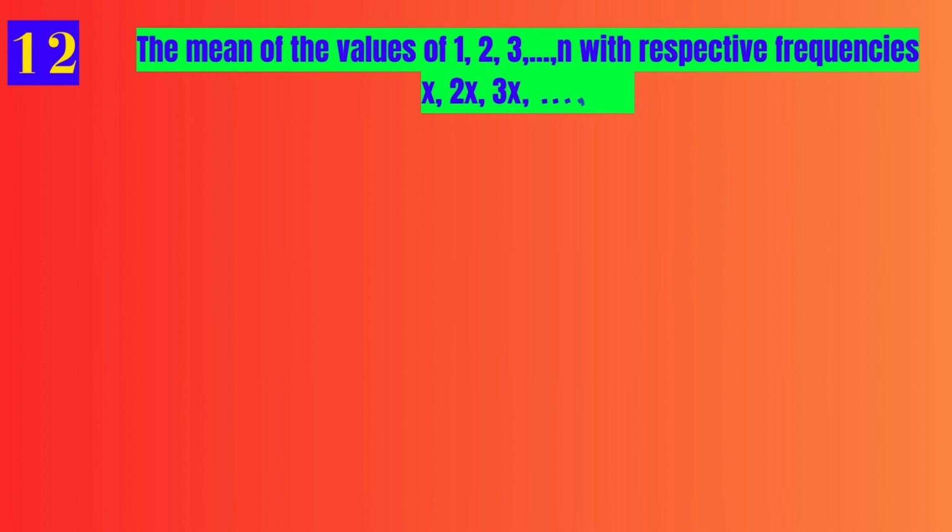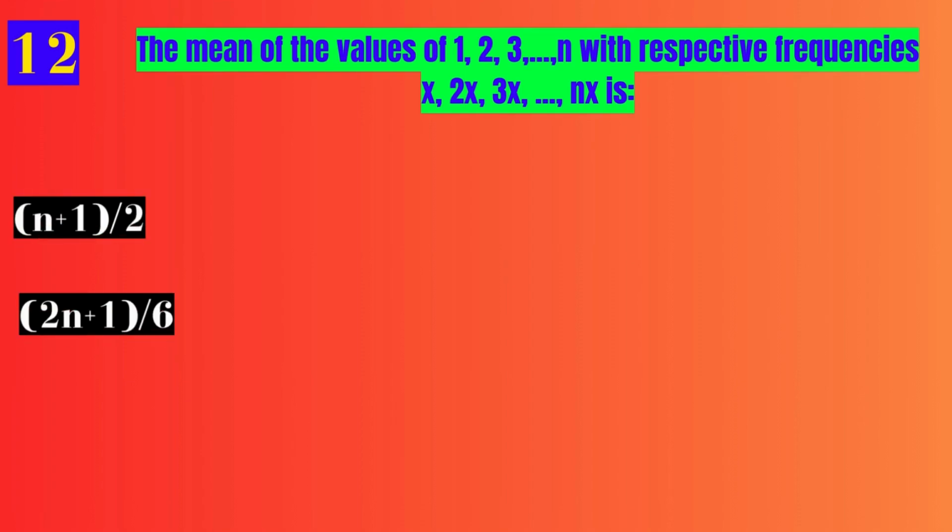The mean of the values 1, 2, 3, up to n with respective frequencies x, 2x, 3x, up to nx is. The options are (n plus 1) by 2, (2n plus 1) by 6, n by 2, (2n plus 1) by 3.